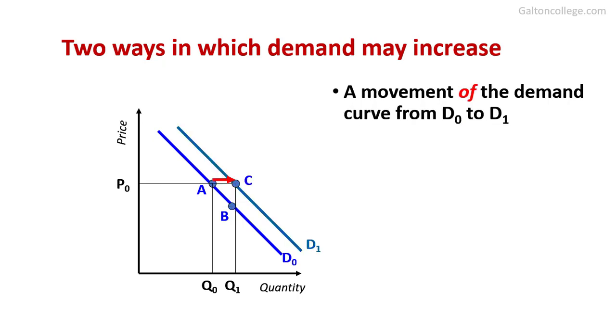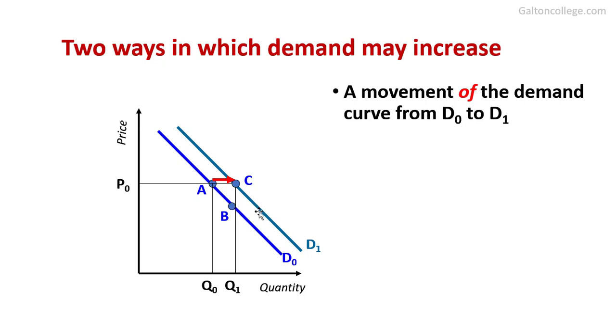It could be caused by a shift of the demand from D0 to D1. So the demand increases. If the demand increases, then at the going price of P0, we would have a new demand at C. If the consumers can't afford the extra quantity or the price is too much, it may fall to B, because that's what was compatible with their income in the past.